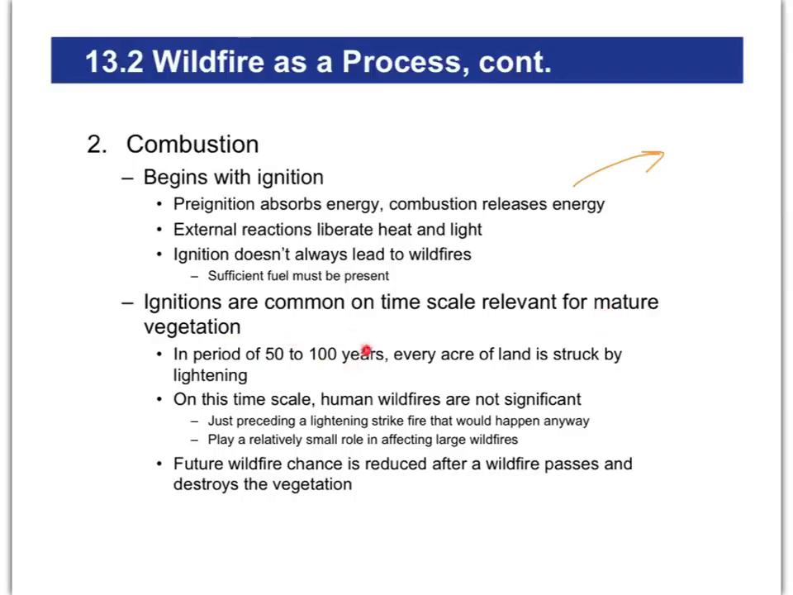Every 50 to 100 years, every single acre of land is struck by lightning. All right, so an acre of land is maybe the size of your backyard, or maybe your property, maybe a little bigger, maybe a little bit smaller. But on average, every 50 to 100 years, every single acre of land is struck by lightning.